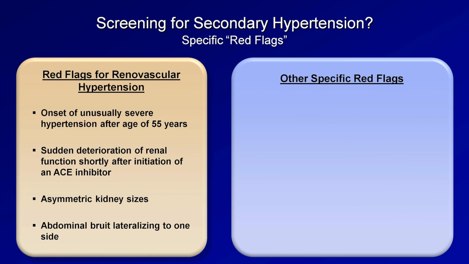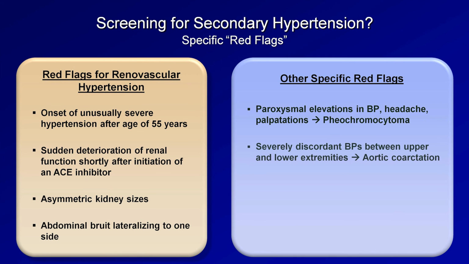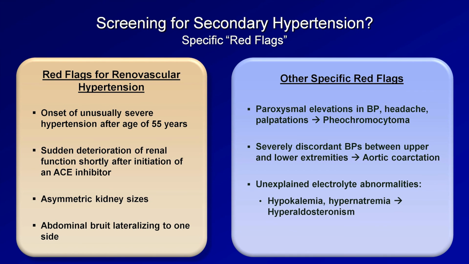Other specific red flags include paroxysms of hypertension associated with headache and/or palpitations, which suggests pheochromocytoma, severely discordant blood pressures between upper and lower extremities, which suggests aortic coarctation, which is extremely rare in the adult population, and finally, unexplained electrolyte abnormalities. Hypokalemia and/or hypernatremia is typical of hyperaldosteronism, and hypercalcemia can suggest hyperparathyroidism.